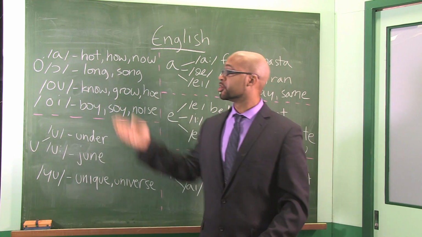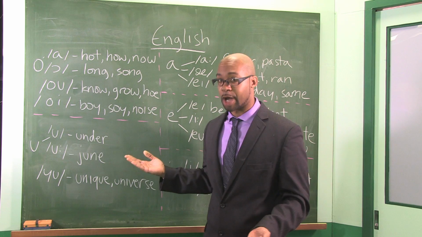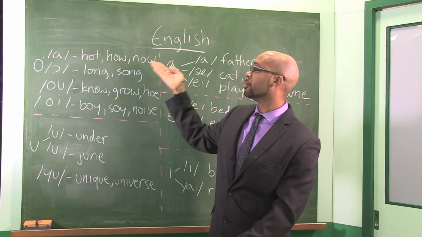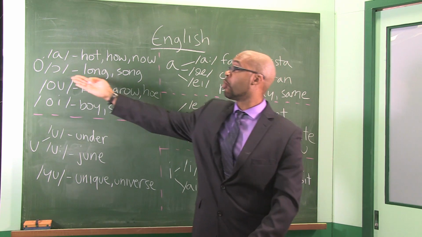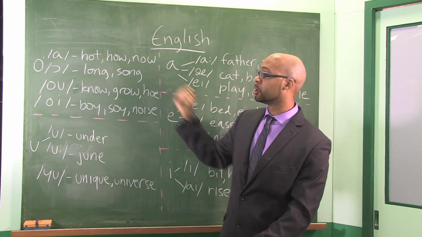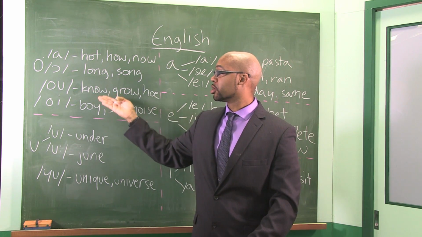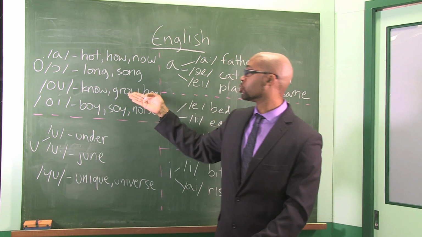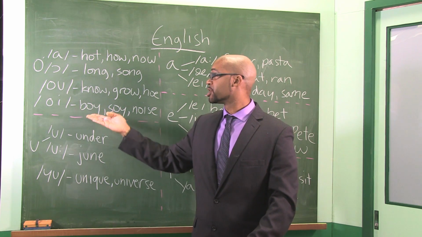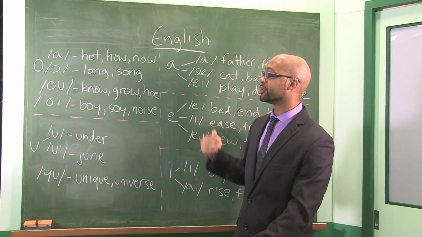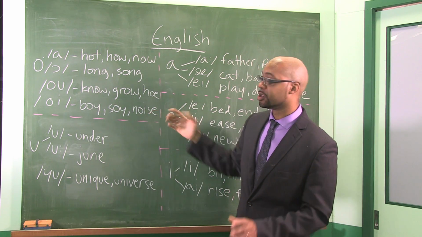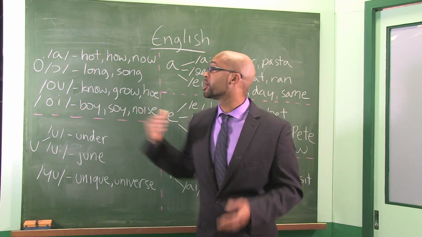For O, there's a lot of different sounds as well, right? There's A, as in hot, how, now. There's the open O, the aw sound, as in long or song. Okay? There's O, the long sound, as in no, grow, or ho. Or there's the oi sound, as in boy, soy, noise. So as you can see, if there's a Y or an I, you know it's the oi sound.